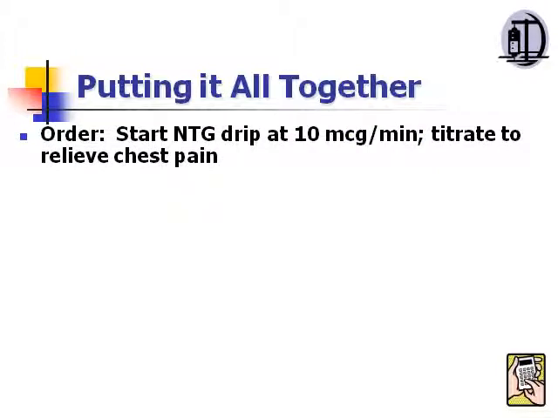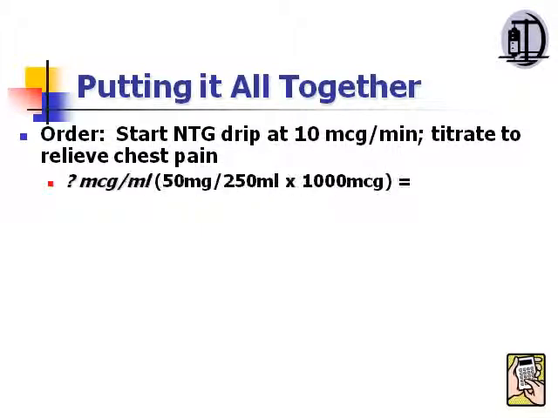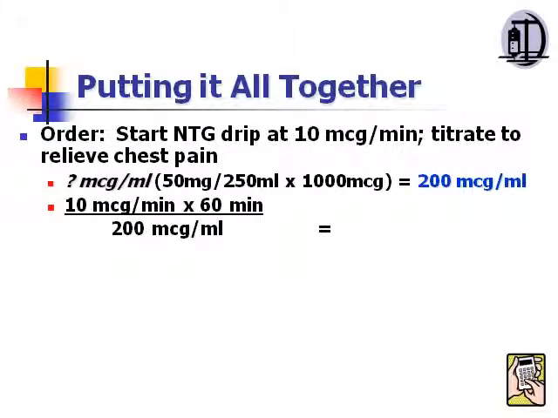All right, here's another example. Nitroglycerin drip at 10 mics per minute. Titrate to relieve chest pain. So what's in the bag? 50 divided by 250 times 1,000 is 200 mics per ml.